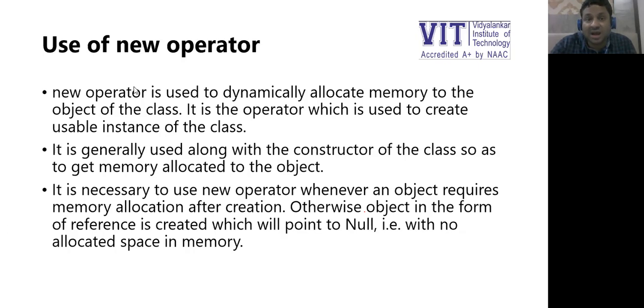Now, what do I mean by that? If I simply write A a1 and I'm not using new, it is only a reference, with no memory. Once I write a1 = new A, I have allocated the memory and assigned the reference to it. So this is very important. If I'm not using new, the memory will not be allocated to us. So this is about the super keyword and the new operator.